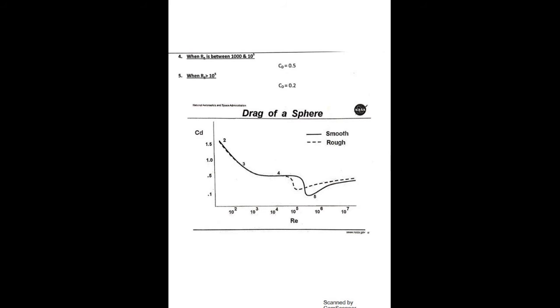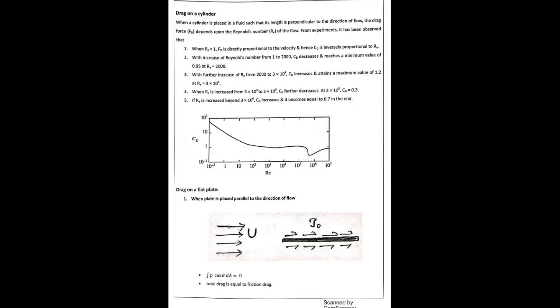Drag on a sphere again depends upon the Reynolds number. If the Reynolds number is less than 0.2, between 0.2 and 5, between 5 and 1000, there will be a different coefficient of drag force. Similarly for 1000 to 10 raised to power 5, and when the Reynolds number is greater than 10 raised to power 5. Similarly, drag on the cylinder, drag on the flat plate.